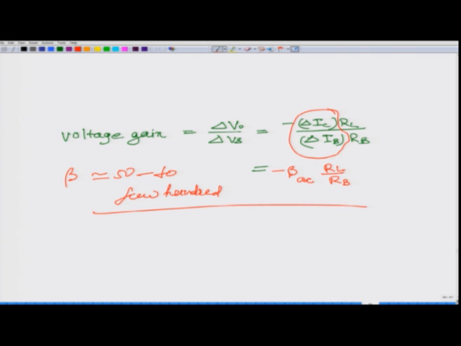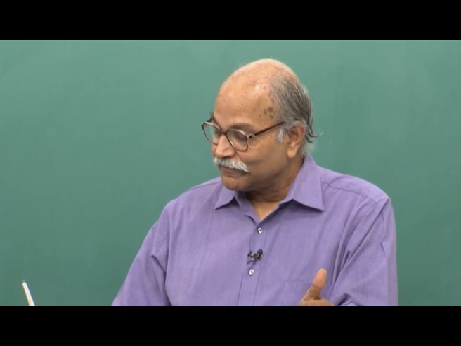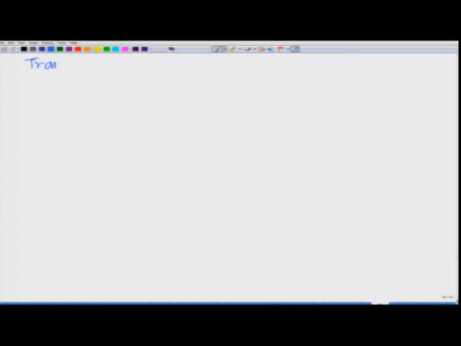Okay. Now, let us go for another application, which is known as switching application. Transistor can be used as a switch. So, let us see what it is. The same diagram, you have this transistor in common emitter mode.